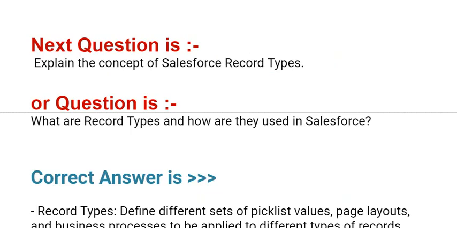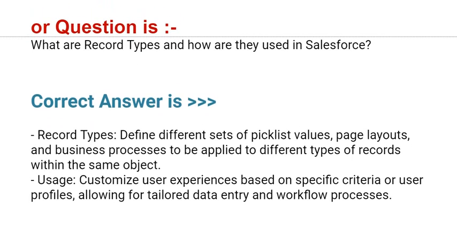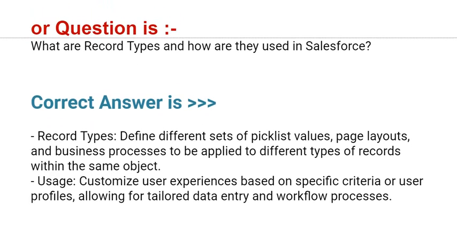The question is, explain the concept of Salesforce record types. Or the question is, what are record types and how are they used in Salesforce? Your answer should be, record types define different sets of picklist values, page layouts and business processes to be applied to different types of records within the same object. Usage. Customize user experiences based on specific criteria or user profiles, allowing for tailored data entry and workflow processes.